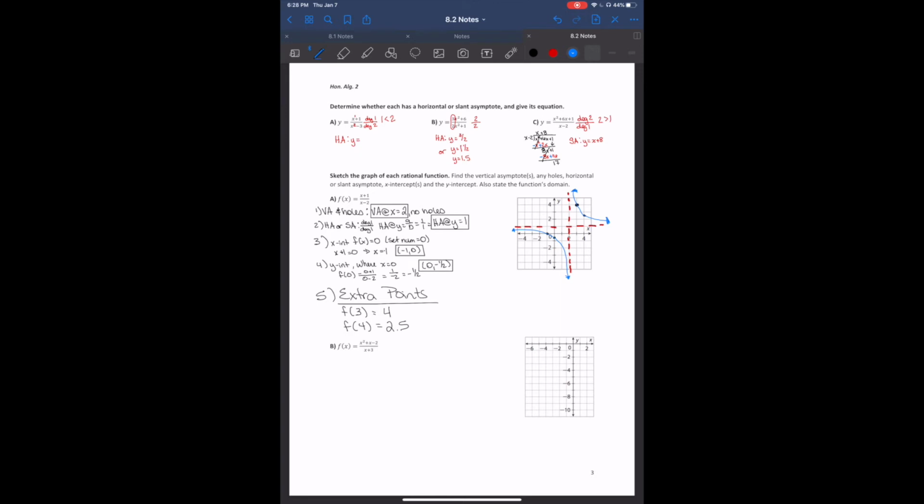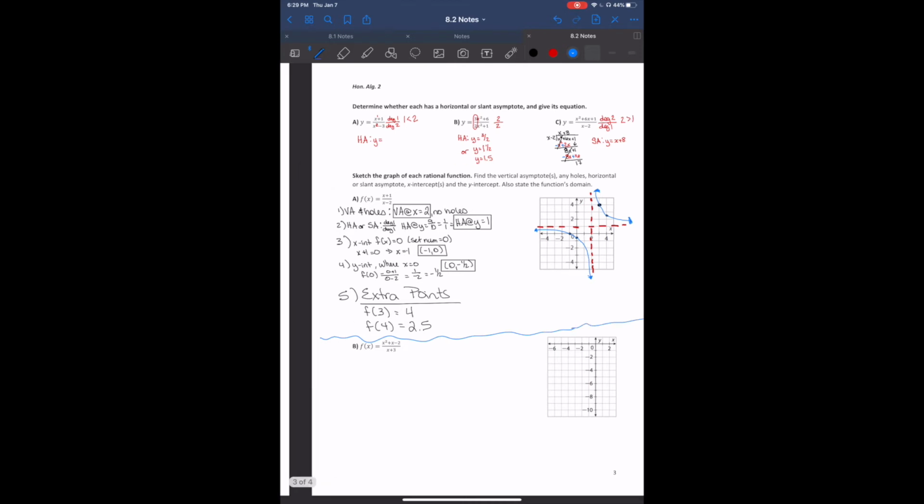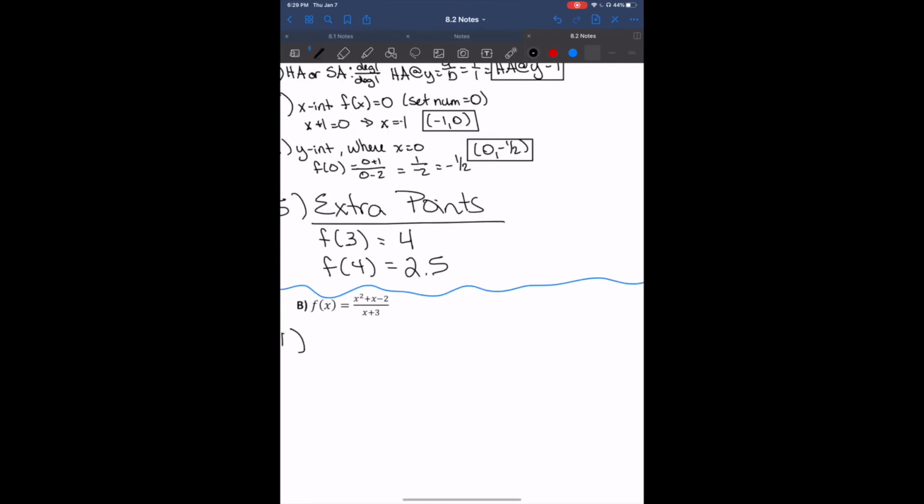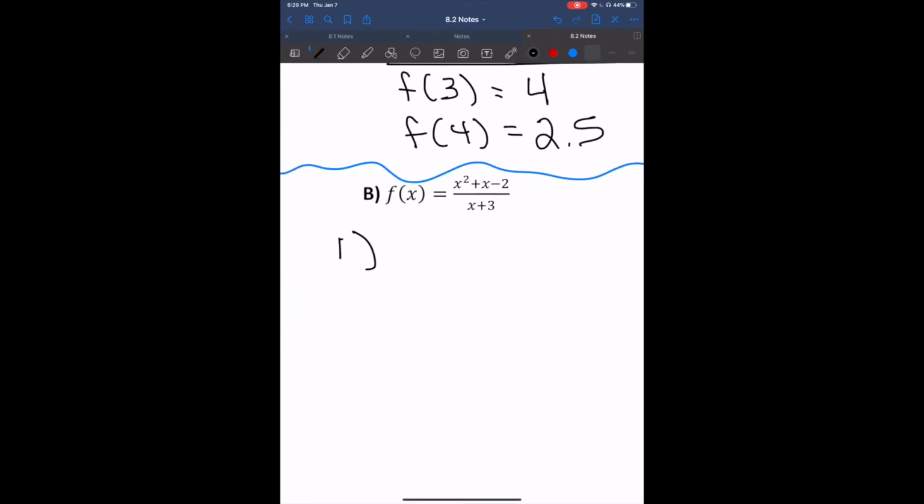All right, let's go ahead and do B together as well, just so that you guys can see or follow along as we go through all of these steps. Okay, step 1, vertical asymptotes and holes. Now, our function is not in a factored form, so we do need to go ahead and factor this.